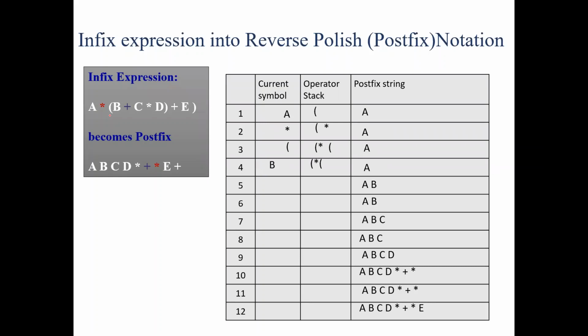Now the next symbol scanned is B. You know, B is an operand. So what we should be doing, we'll just be printing it onto the display. So now on the display, we have what all characters? A and B. Got it? Now the next symbol which we are going to scan is an addition symbol.